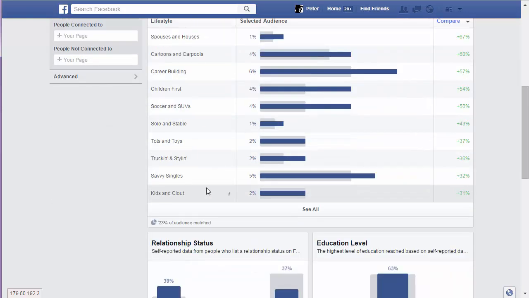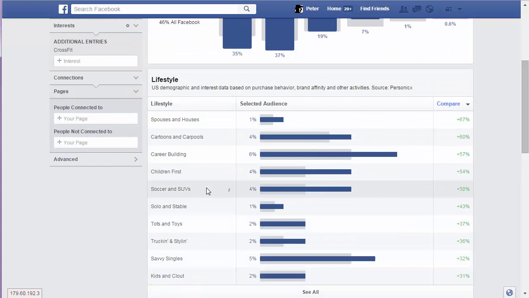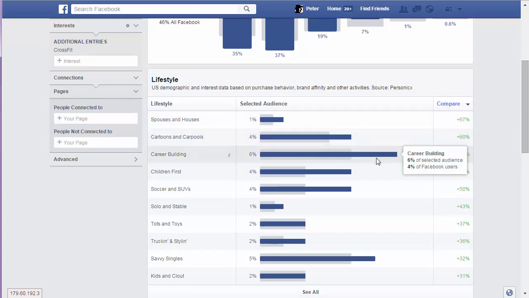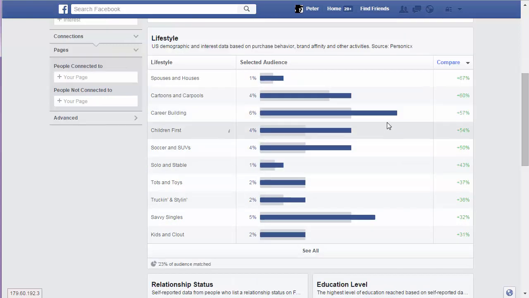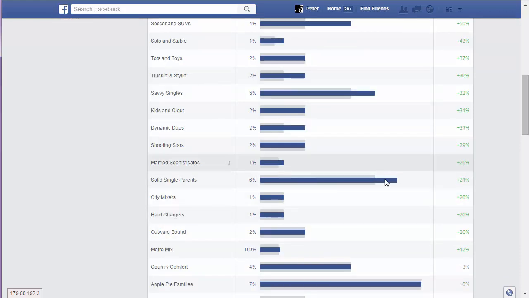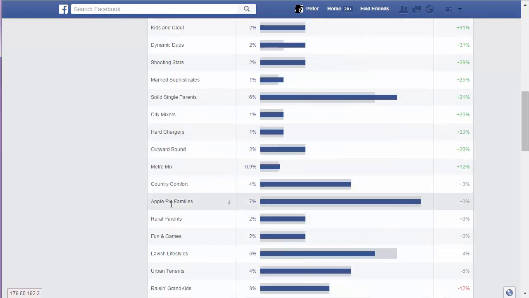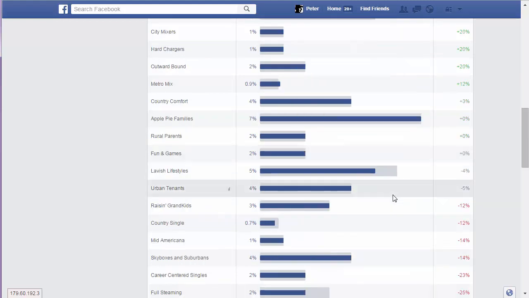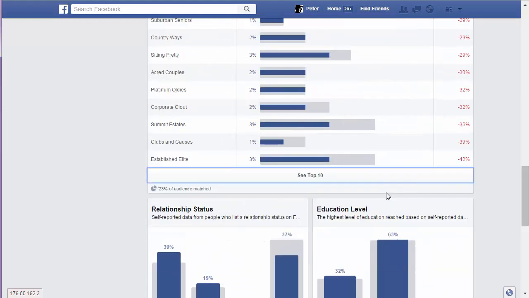I've forgotten the word for it now. The affinity, there we are. This affinity measure doesn't really help us. They seem to be interested in career building. What that's got to do with CrossFit, I don't know. I don't know what a solid single parent is, but anyway, single parents seem to be quite popular there. Apple pie families seem to be more popular with that, whatever an apple pie family is, I don't know, to be honest.